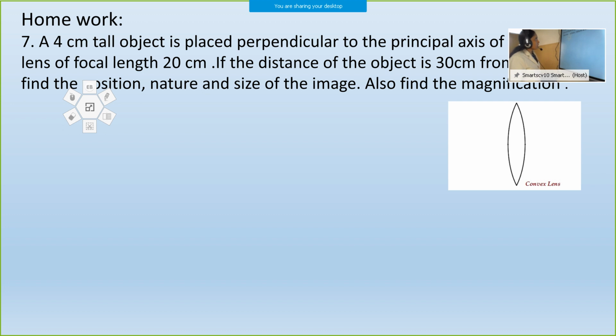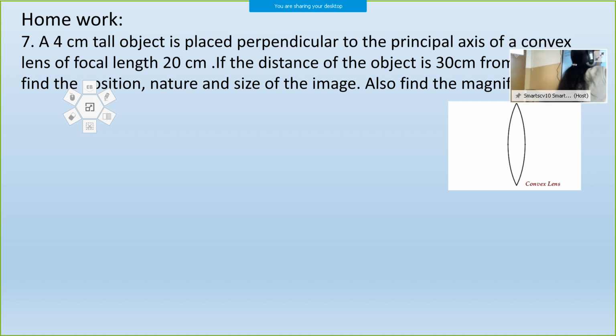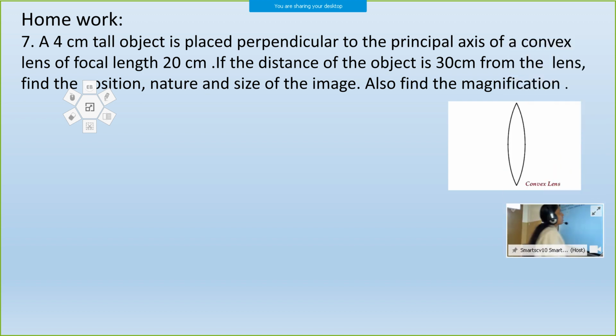A 4 centimeter tall object is placed perpendicular to the principal axis of a convex lens of focal length 20 centimeter. If the distance of the object is 30 centimeter from the lens, find the position, nature and size of the image. Also find the magnification.